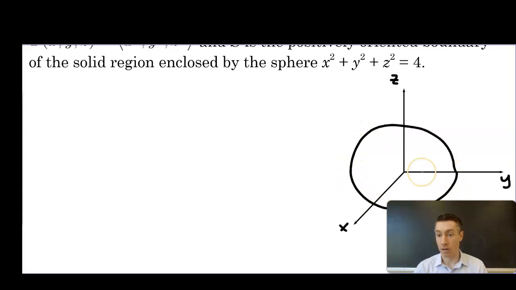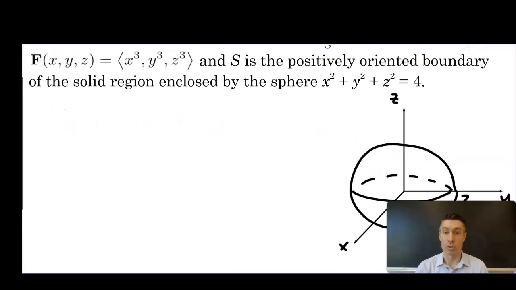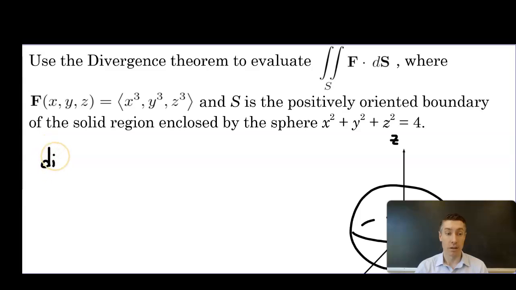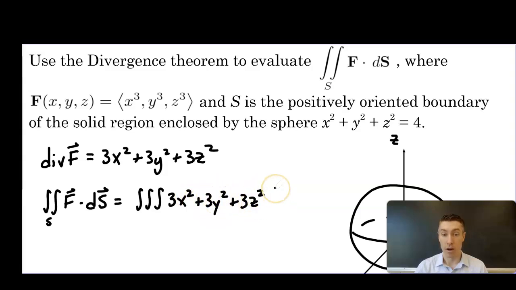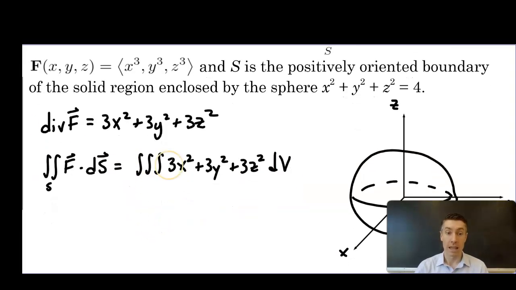So if we draw our sphere of radius 2, that is a closed surface, so we can apply the divergence theorem as they indicate, which is a good sign. Then we're going to take the divergence of the vector field F. That's going to be 3x squared plus 3y squared plus 3z squared. So by the divergence theorem, that double integral, that flux integral we're asked to compute, is equal to the triple integral of 3x squared plus 3y squared plus 3z squared dV over the region E, which in this case is the sphere.